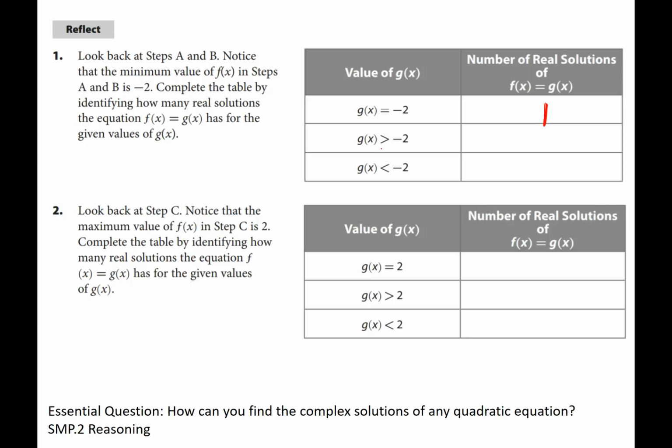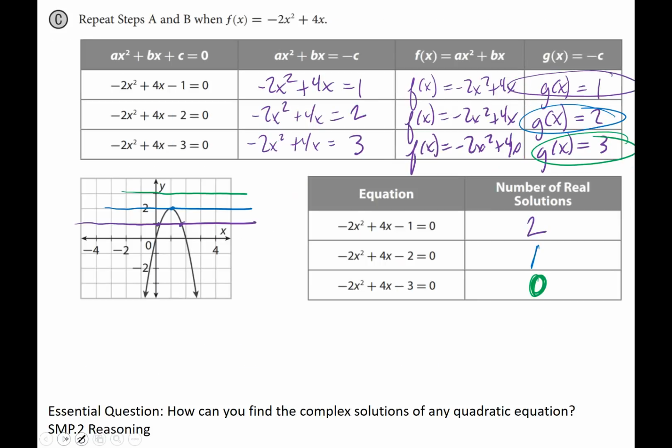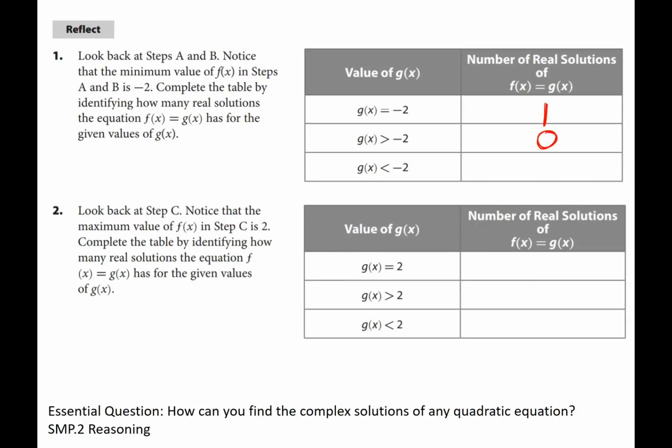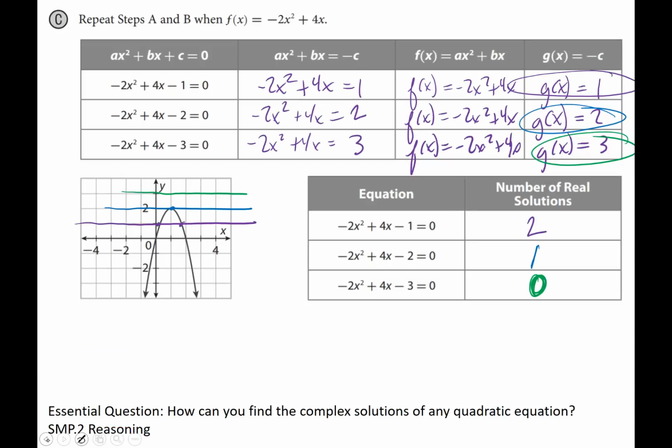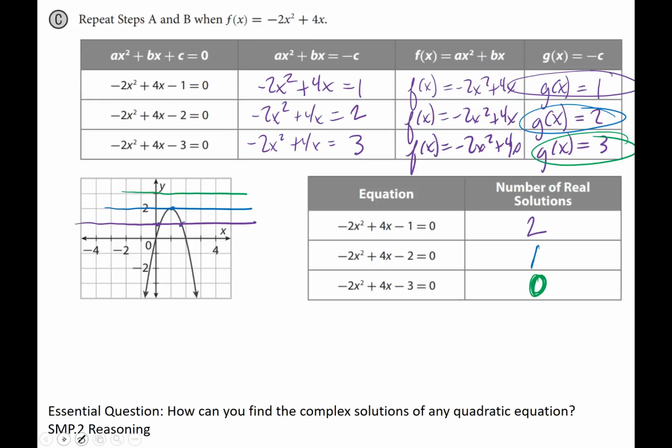When g is less than -2, so let's go to less than -2. Less than -2 would be down here. Less than -2 has no solutions. I'm sorry, I messed up my inequalities there. And then when it is greater than -2, let's look at greater than -2. When I'm up here, no matter where above there, I will always cross it twice. So I will have two real solutions in general there.